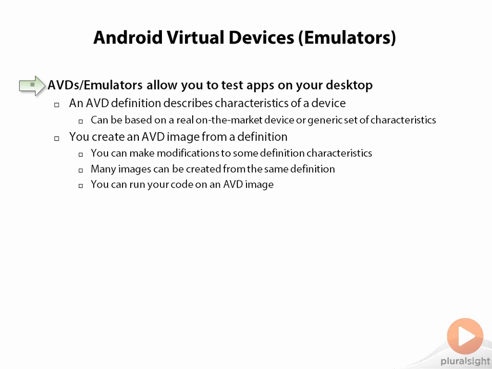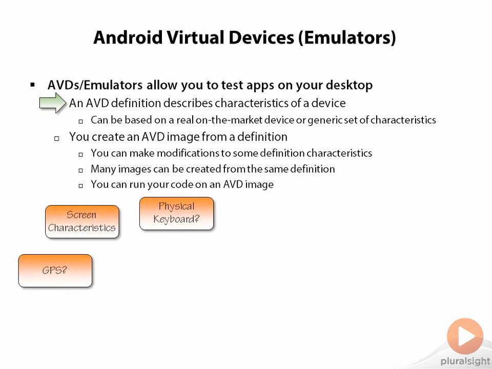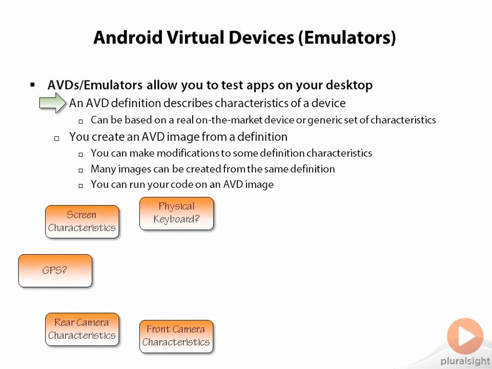So basically, we have these things called AVD definitions that describe characteristics of a device. And what we're talking about is that these are things like, well, what are the screen characteristics? What's the resolution? What's the density of it? Does the device have a physical keyboard? Does it have a GPS? Does it have a rear-facing camera? Does it have a front-facing camera? There are all these different points that could be varied and different. And the settings and values for these are all wrapped up into what we call an AVD definition. It's a description of what a device would be like.